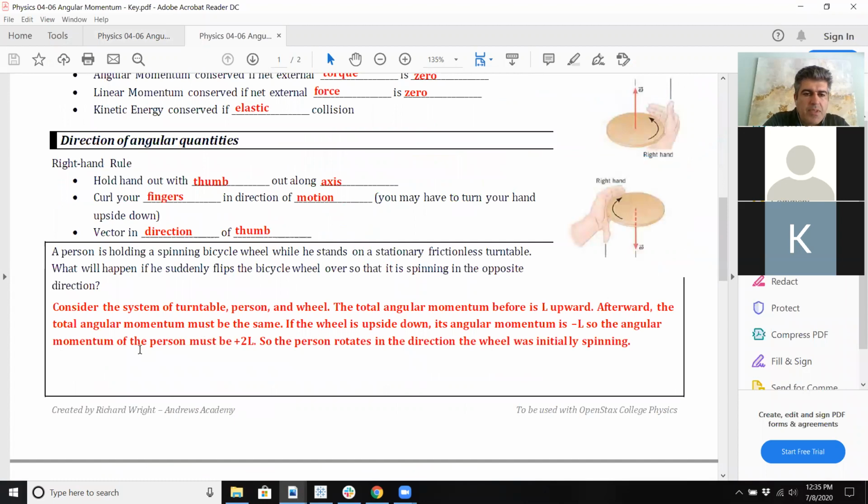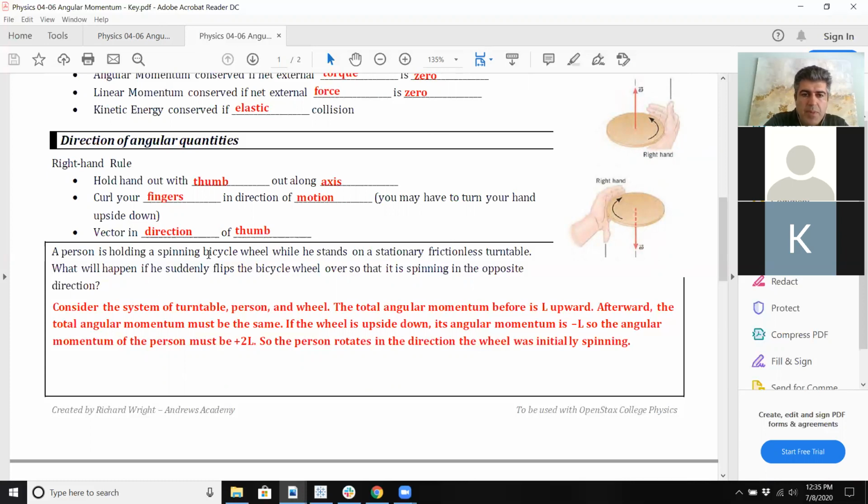So they say consider the system of a turntable, person, and wheel. The total momentum before is L upward. So afterward, the total momentum must be the same, so you have to conserve it. If the wheel is upside down, its angular momentum is negative L. So the angular momentum of the person must be 2L to maintain the same result. So what will happen if he suddenly flips the bicycle wheel over? Basically the angular momentum of the person gets doubled as a result.